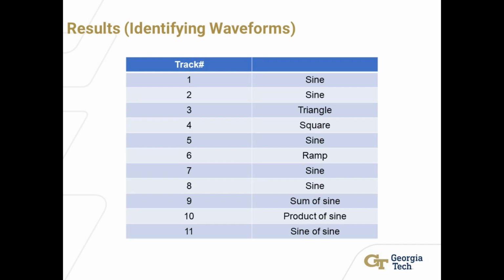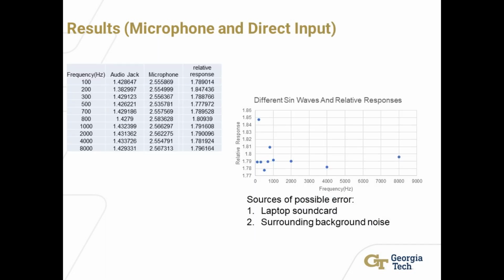These are my results for the first part of the experiment, where I was able to identify the type of a function purely based on its shape on the GTAE Simple DAC. And these are my results for the second part of the experiment and the calculated relative response, which tends to be around 1.79, meaning that the microphone had a much higher response than the direct input. There are some discrepancies in the graph which can be attributed to possible errors caused by the laptop sound card or the surrounding background noise which might have been picked up by the microphone.